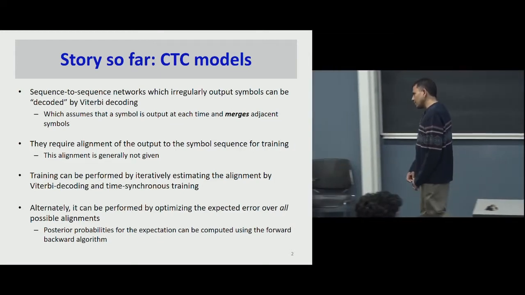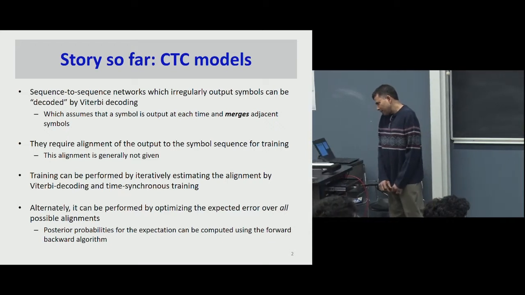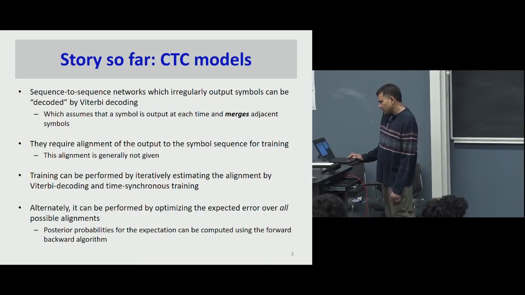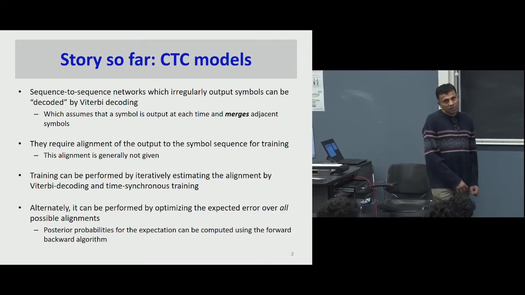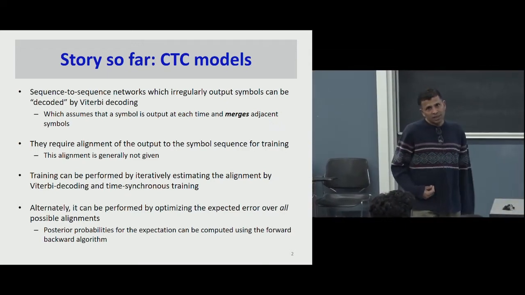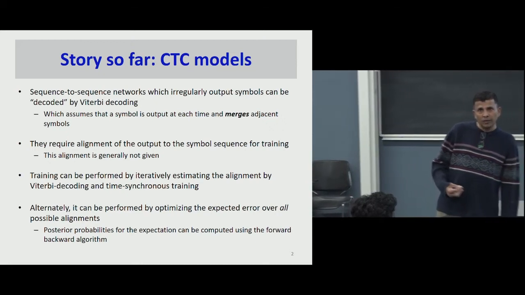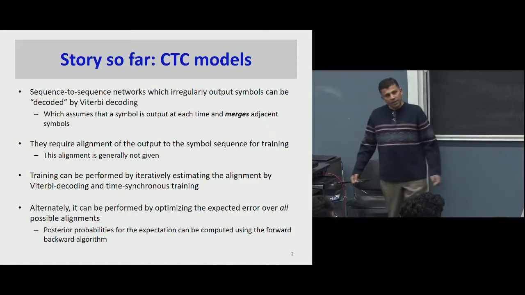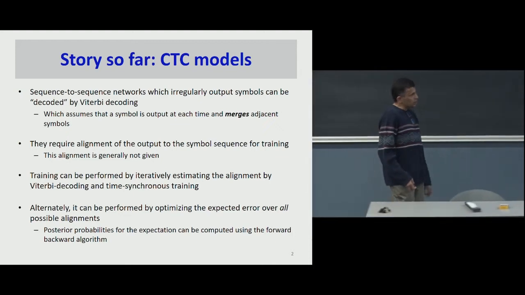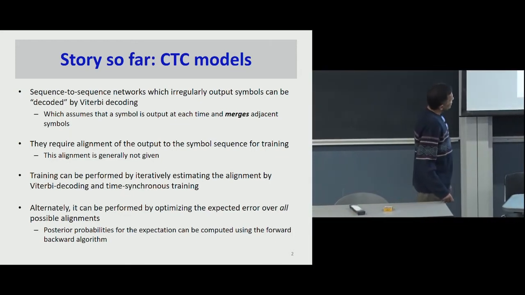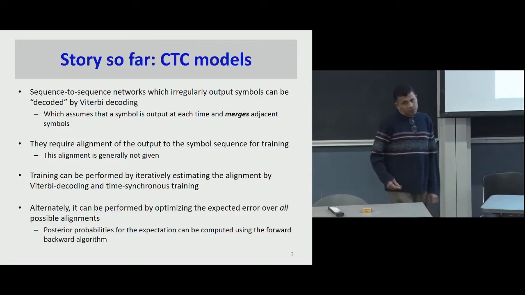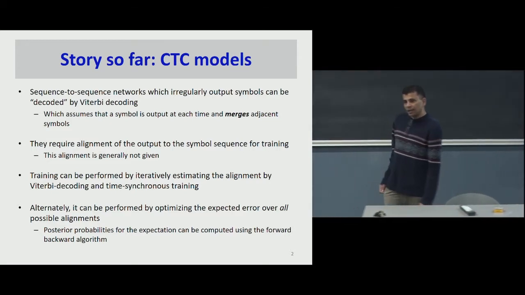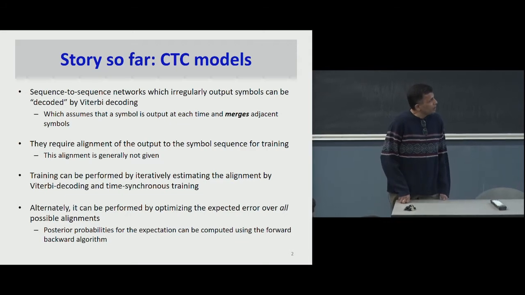Now, what we've seen so far, we're looking at sequence-to-sequence modeling, and we've seen that sequence-to-sequence networks, which irregularly output symbols, can be decoded using Viterbi decoding. They require alignment of the target symbol sequence to the inputs. And you can train these things by iteratively estimating this alignment using something like Viterbi decoding, and then updating your model on the aligned input. Or you can optimize the expected error over all possible alignments. This is where we left off.